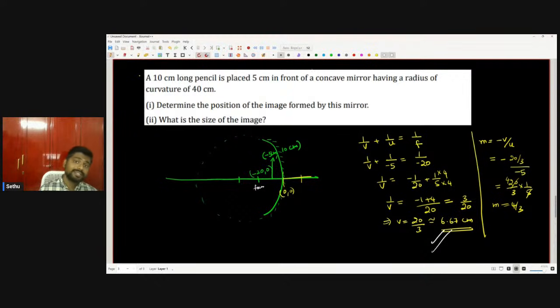Sometimes what happens is when children check, they do not check it like this. They check, okay, 1 by V plus 1 by U is 1 by F. Have I substituted everything correctly? The chances are you might miss it for the second time also. Right? But check it using an alternate method. Here you have substituted everything using the formula. Now check it using image formation. Right? As simple as that.